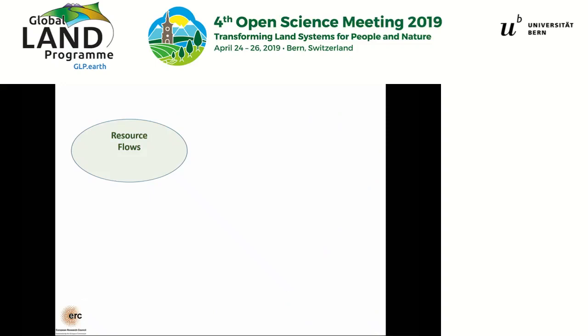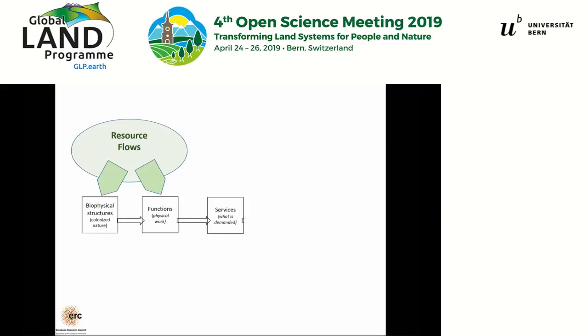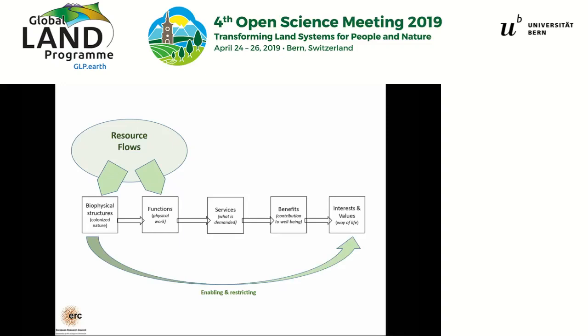And here, on the last slide, we try to compile these different starting points in one graph, where we link the provisioning systems approach to our discussions on the energy cascade. If we start with resource flows, the resources provided for building up biophysical structures to colonize nature, but also the functions, that means the energy or construction material used to keep this functioning going.